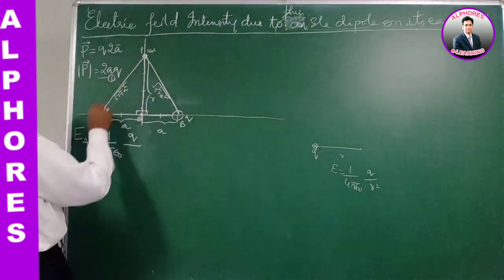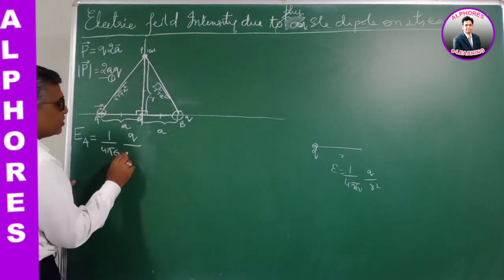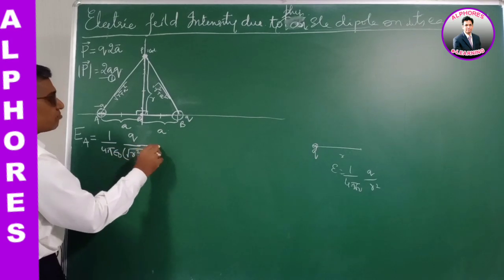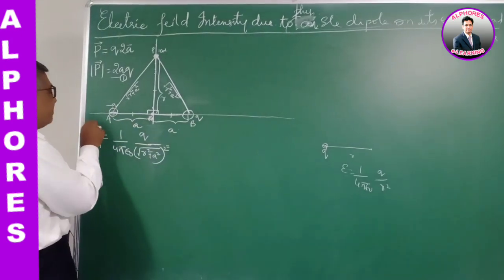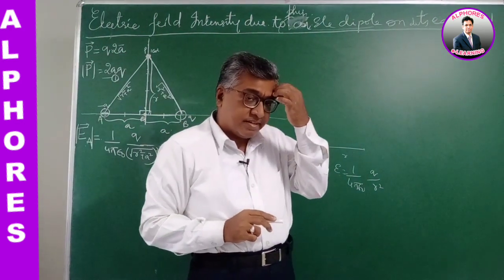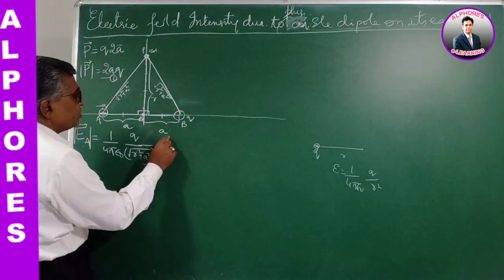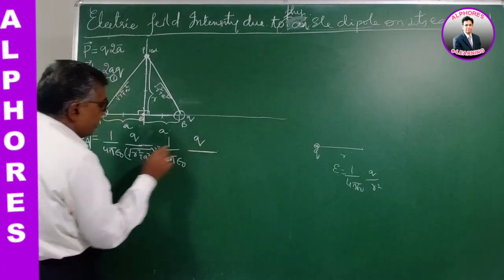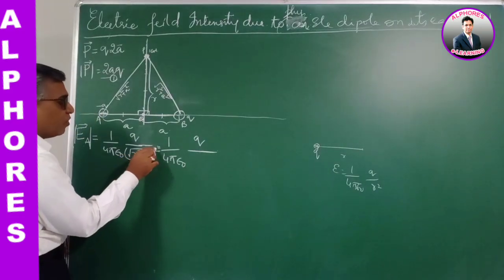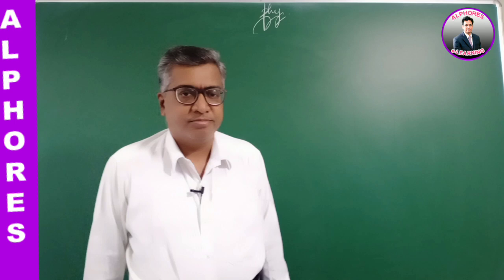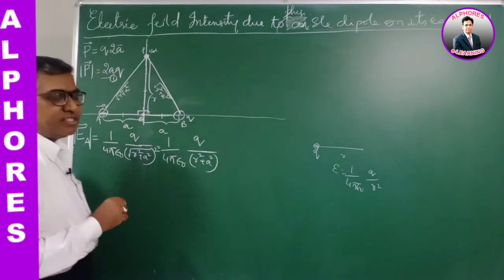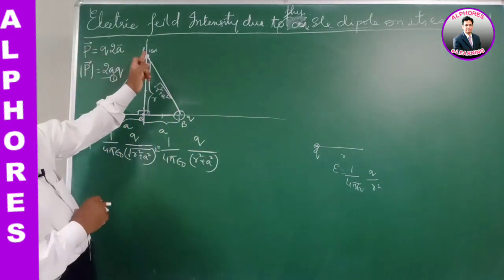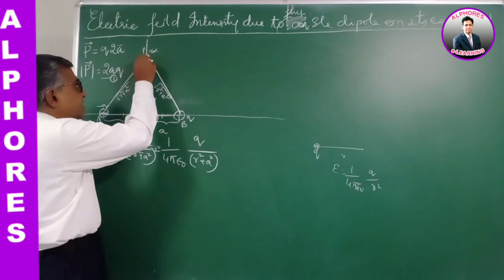Now, the distance of point P from A is the square root of r squared plus a squared, whole squared. This is the magnitude of the electric field strength due to the charge at point A. So it is 1 by 4 pi epsilon naught, the charge Q, over the square root of a squared plus r squared, whole squared, so r squared plus a squared. This is the electric field strength at point P due to the charge at point A. This is the point of consideration, point P.